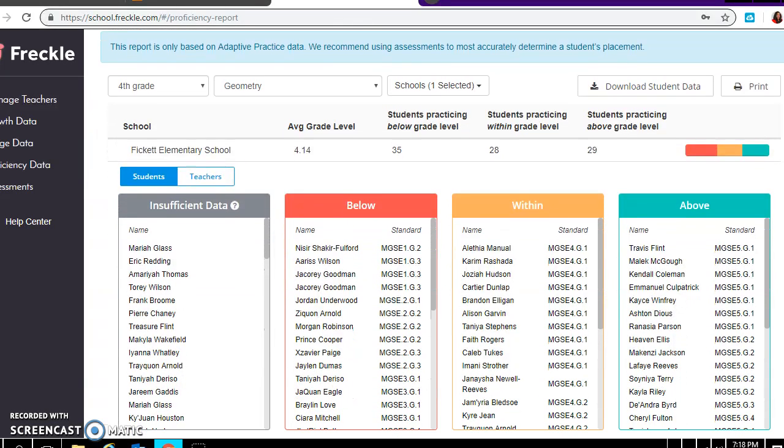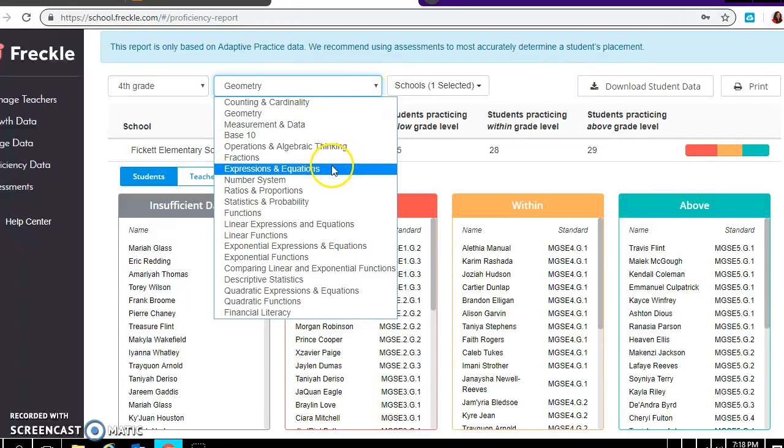And what this shows is how many students are working on what standard within a domain. So being that we're in the last 3 weeks, I will be looking at the highest content weight. So on fourth grade, I will go up here and click fractions.